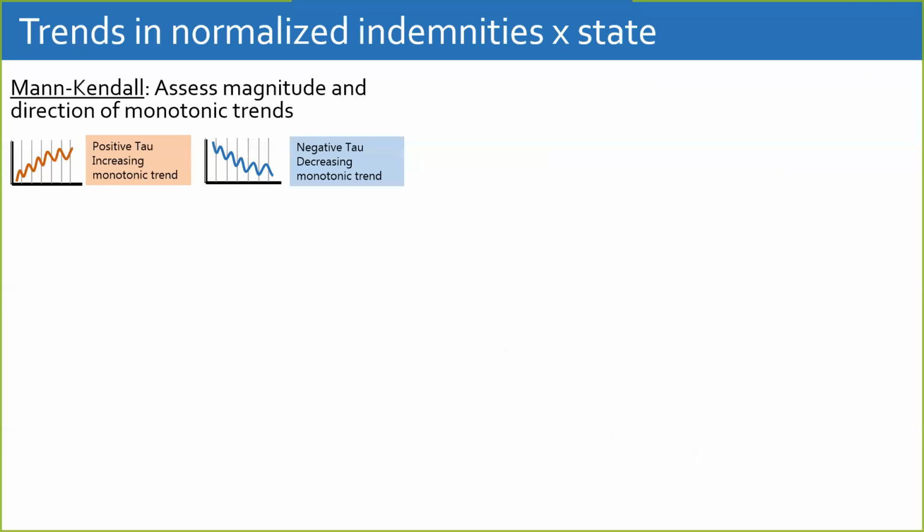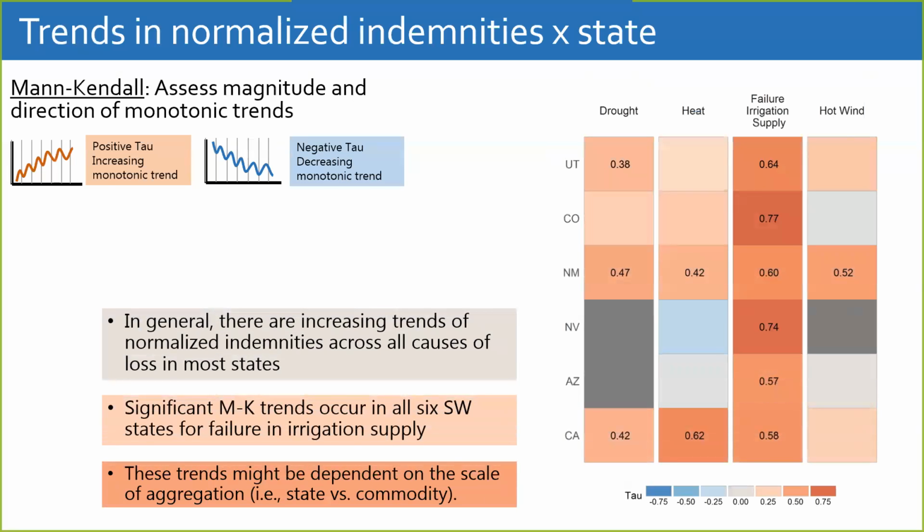and/or enrollment numbers. Then the red and blue colors indicate the direction of the trend, negative and positive respectively, while the shade indicates the strength. And so dark gray boxes represent insufficient data points to calculate the Mann-Kendall, and we report tau values for those trends reported as significant. So in general, there are increasing trends of normalized indemnities across all causes of loss in most states. Significant trends occur in all 6 Southwest states for failure in irrigation supply, which is not unexpected due to the amount of irrigation that happens on crops here.